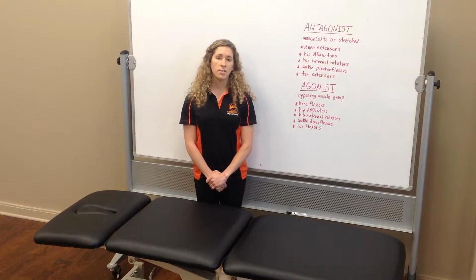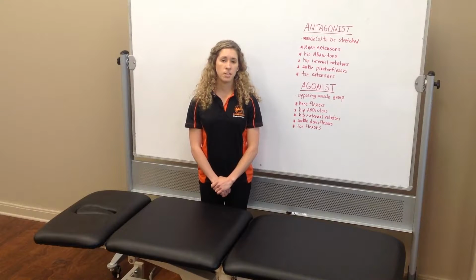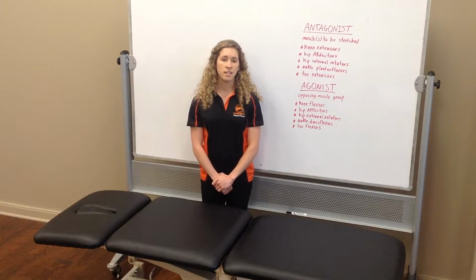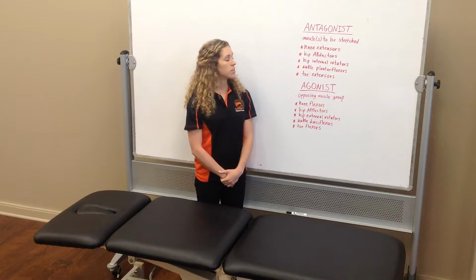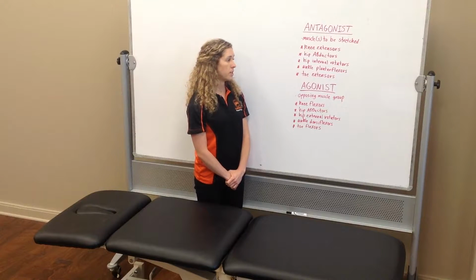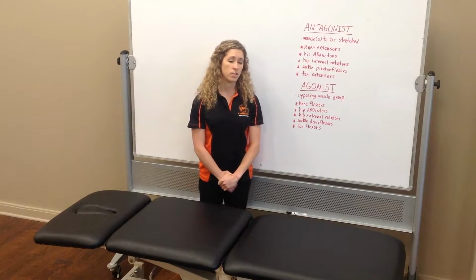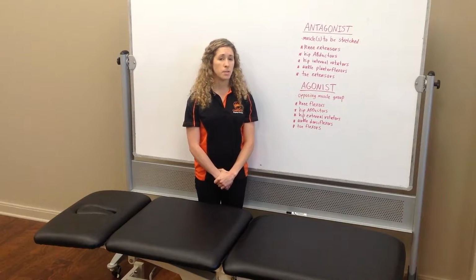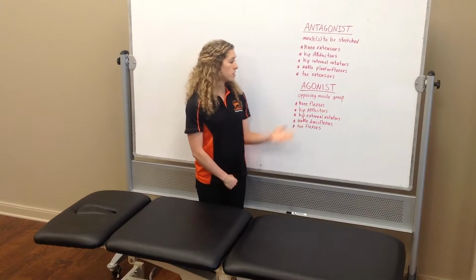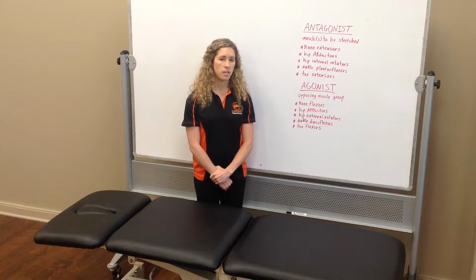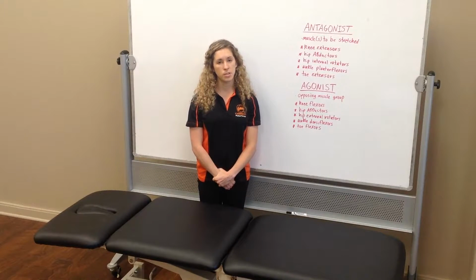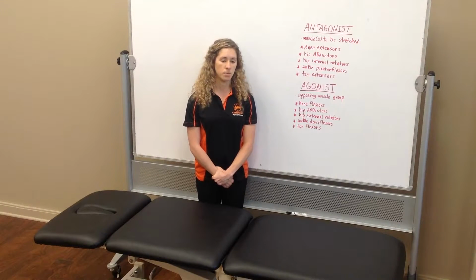To understand how a contract-relax stretching technique works in a D1 flexion pattern, I will define the antagonist and agonist muscle groups. Whenever I'm referring to the antagonist muscle group, I'm referring to the muscles that need to be stretched. In this case, it's the knee extensors, hip abductors, hip internal rotators, ankle plantar flexors, and toe extensors. The agonist muscle group is simply the opposite muscle group, which is found here on the board. Throughout this video, I will keep the board here, just as a reminder of which muscles are in the antagonist group and which are in the agonist group.